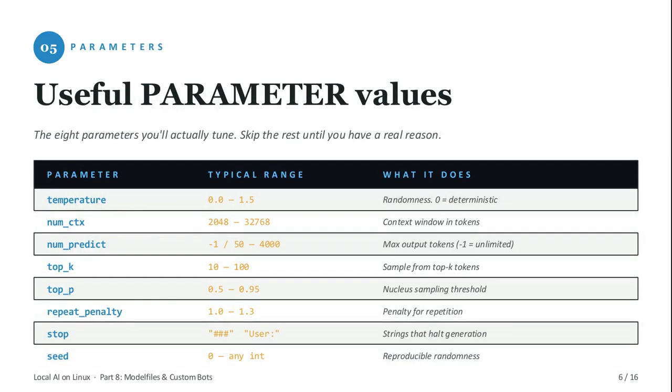Speaking of parameters worth remembering, these 8 cover almost every real tuning need. Temperature controls randomness, num_ctx sets how much the model can see at once, and num_predict caps the response length. Top K and top P shape sampling. Repeat penalty discourages loops. Stop strings cut generation cleanly at markers like user, and seed gives you reproducible output when you need to debug. Everything else in the Ollama docs exists for a reason, but you can safely ignore it until that reason finds you.